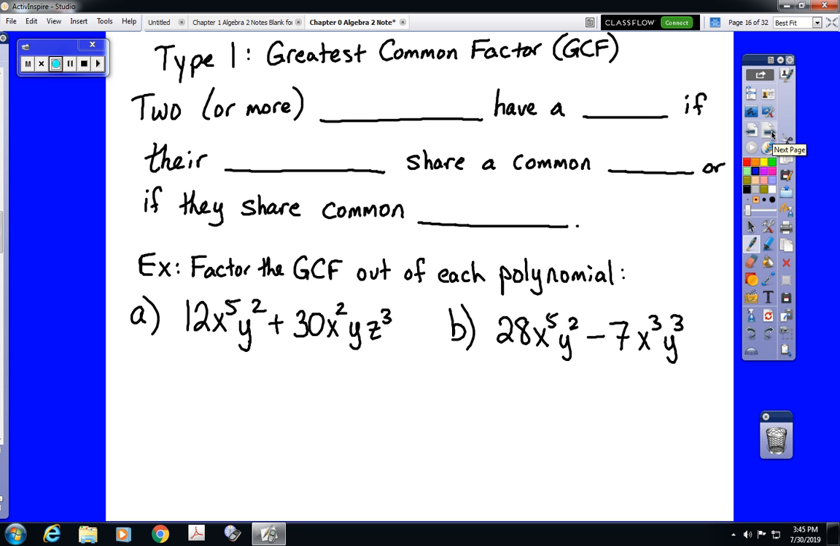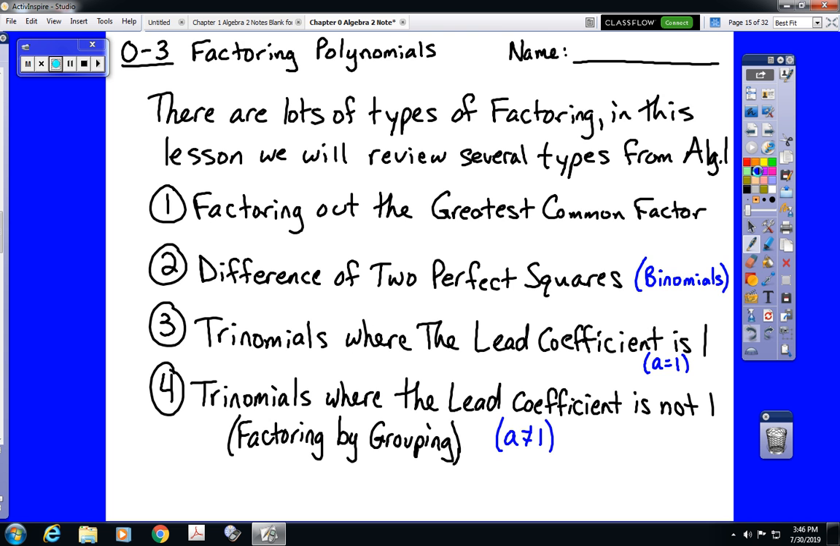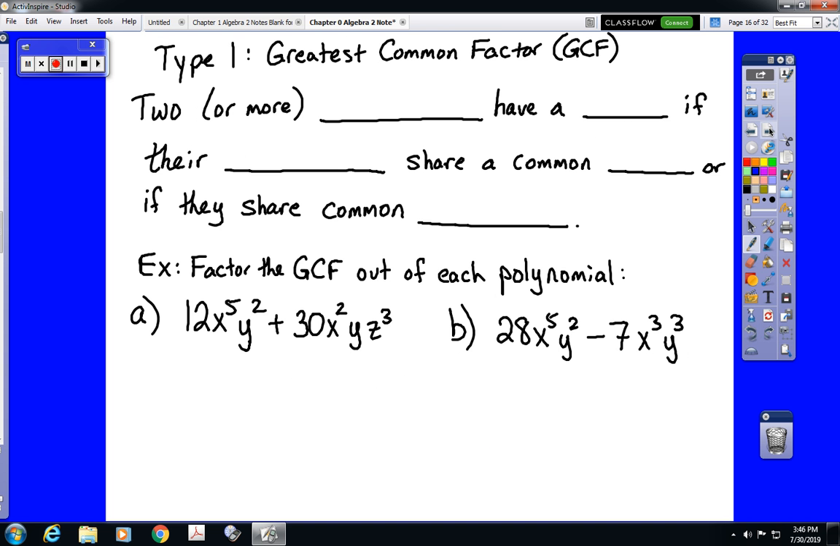The greatest common factor is when we have 2 or more terms. Terms is probably a better way to say it. Let's put terms in that blank. If we have 2 or more terms, they have a GCF if their coefficients have a common factor or the 2 terms share a common variable.